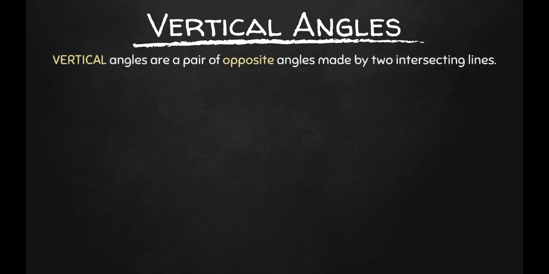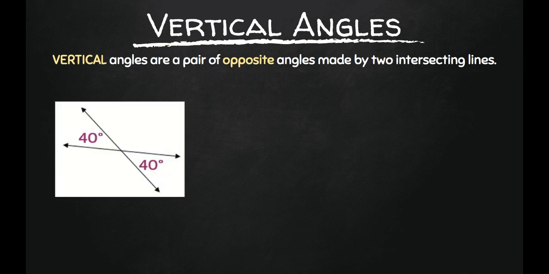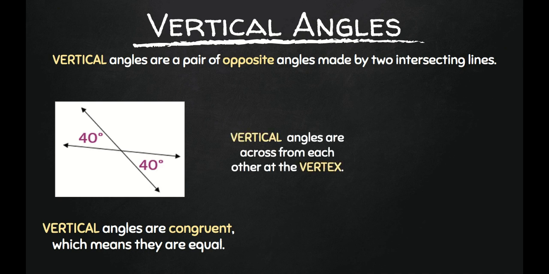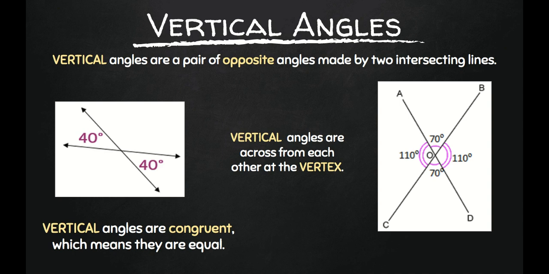So, vertical angles. As I said, vertical angles are a pair of opposite angles made by two intersecting lines. So, here's another example of vertical angles. They are across from each other and they are both equal. So, vertical angles, we call them congruent. Congruent is a fancy word in math that means that they are equal to each other. One way that I remember vertical angles is that they are across from each other at the vertex. So that vertex where the angles meet, that is where you can see them across from each other.